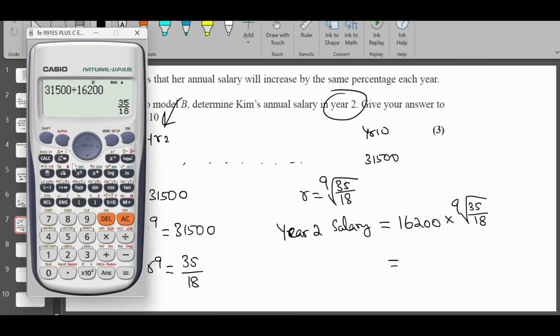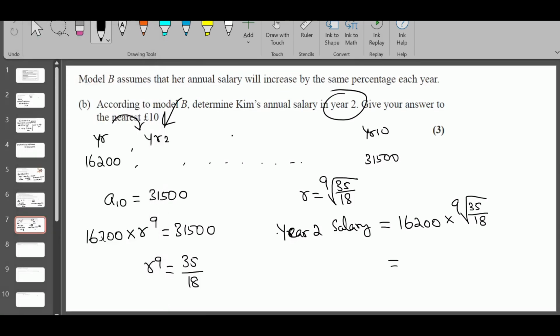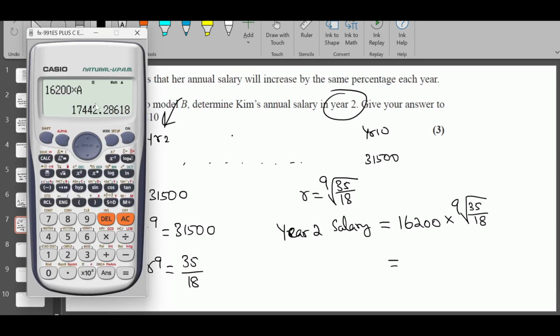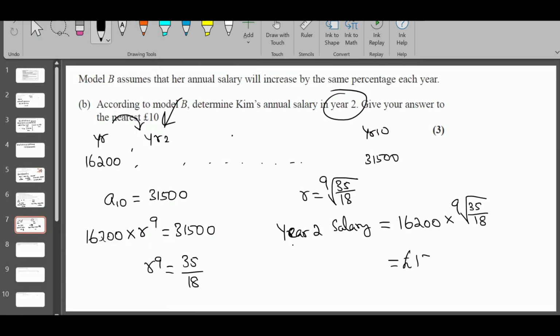Let me find the 9th root of the answer and let me store the value as A. That's a common ratio. So 16,200 times the common ratio, and they want the answer to be rounded to the nearest 10. So when you round to the nearest 10, that's 40. 17,440 is the answer.